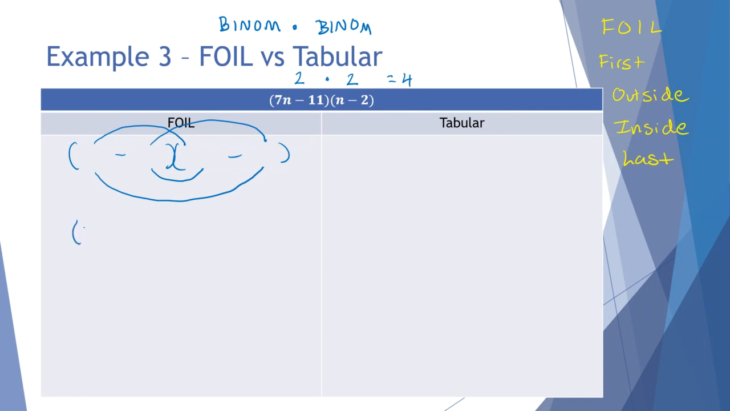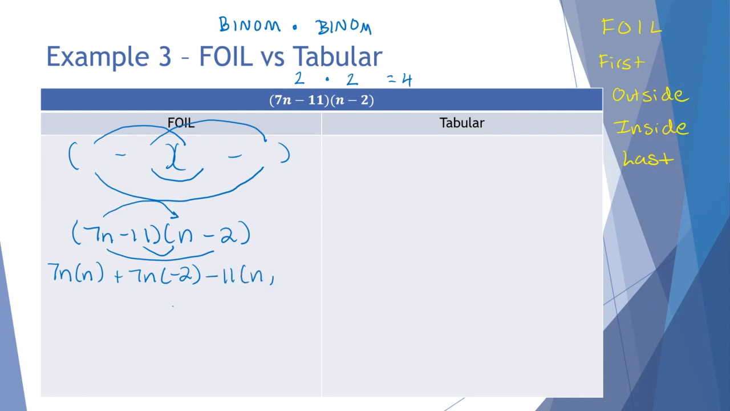So using the FOIL method on our binomial times a binomial here, I first do 7n times n. Normally I just do that in my head, but I'm going to write it out. Then we have 7n times negative 2. Then negative 11 times n. And then negative 11 times negative 2. So you can see I got 4 terms here.